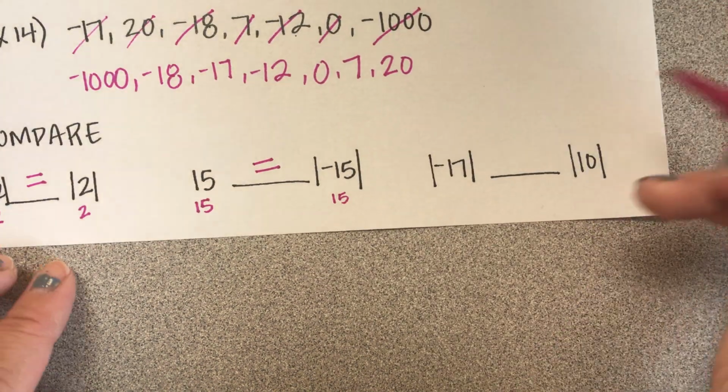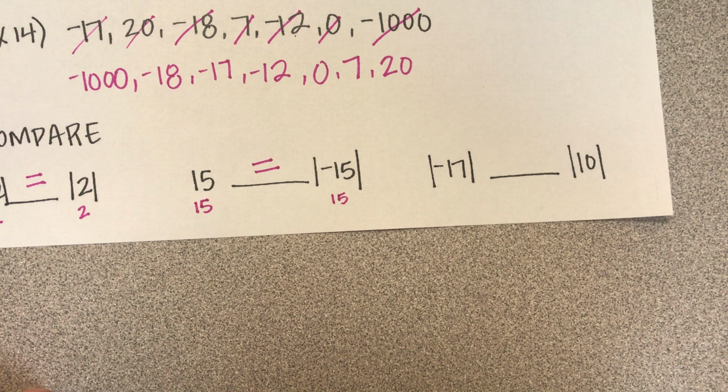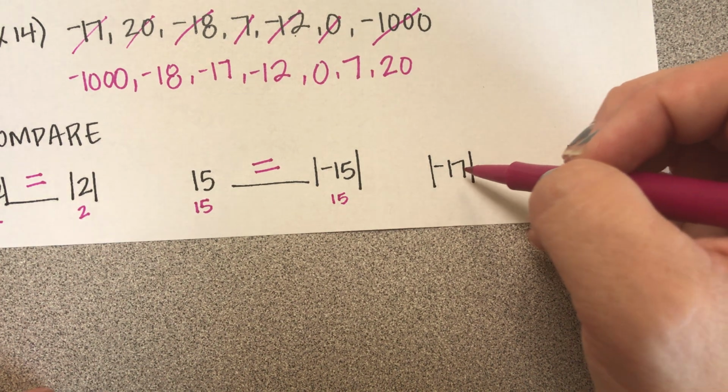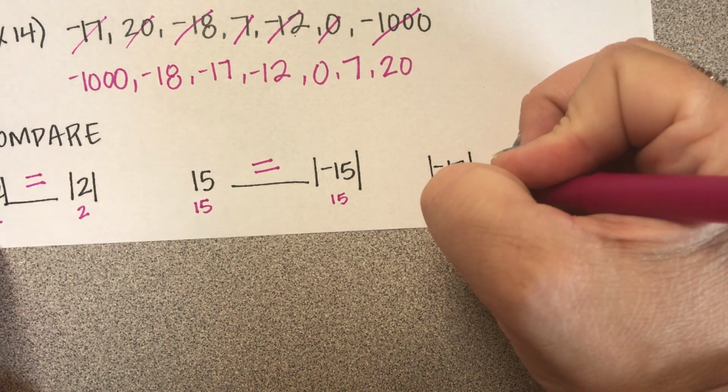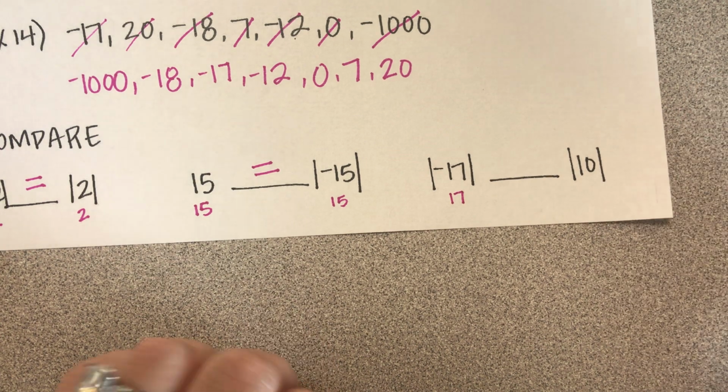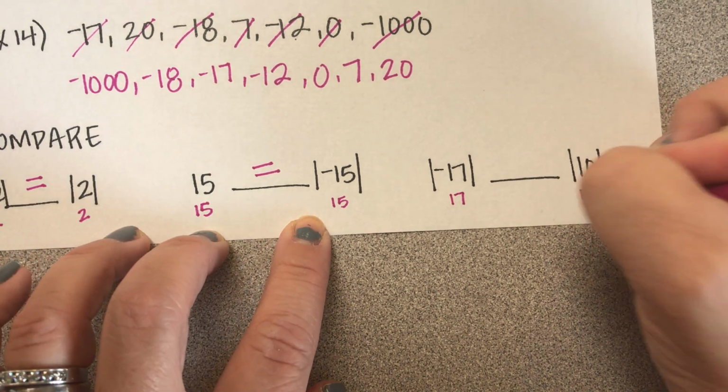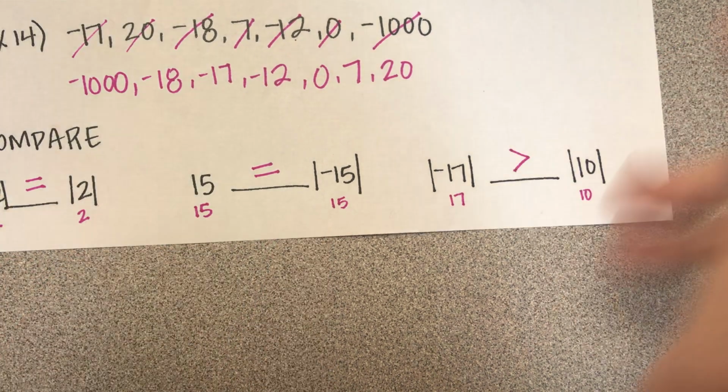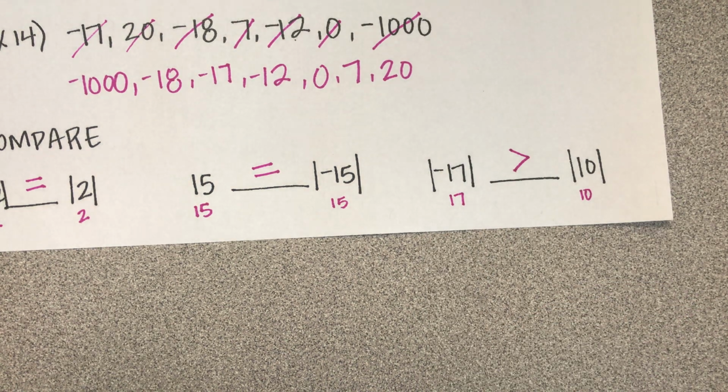And then this last one, we have negative 17 and positive 10. So the absolute value of negative 17 is 17, and then the absolute value of 10 is 10. So this is bigger. The absolute value of negative 17 is greater than the absolute value of 10.